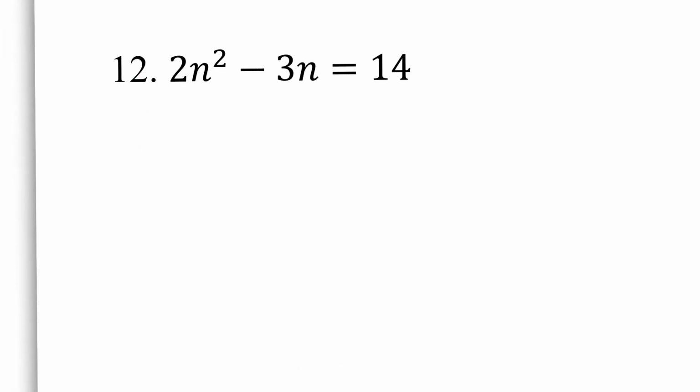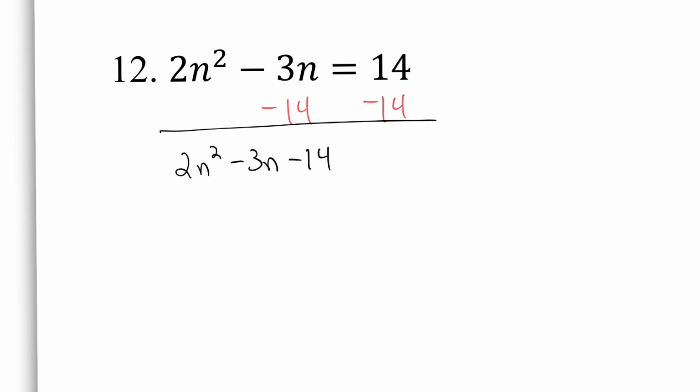Number 12, you guys also have a quadratic equation. We do not have equal to 0. So I'm going to take this number to the other side so I can start factoring. So I'm going to do the opposite, subtract 14 from both sides. So we have 2n squared minus 3n minus 14. They're not like terms, equal to 0. 14 minus 14 is 0.